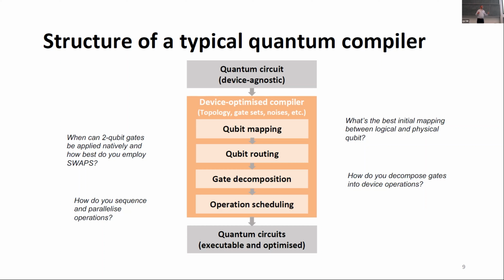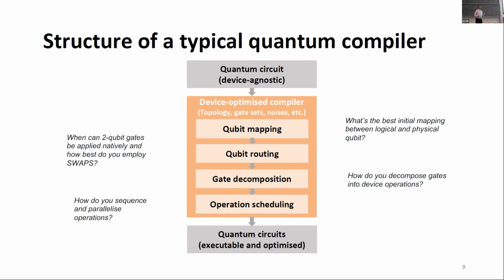So you have to do a decomposition step to reduce it to those hardware operations. And finally, there's the question of scheduling. What order do you implement these operations, and when do you implement operations in parallel? So compilers do all of these things.